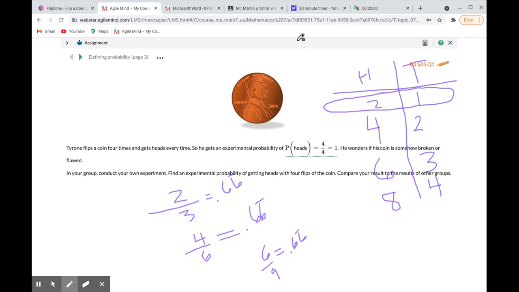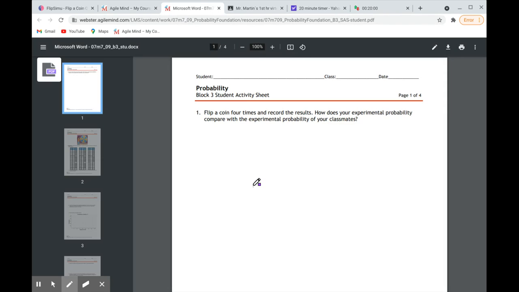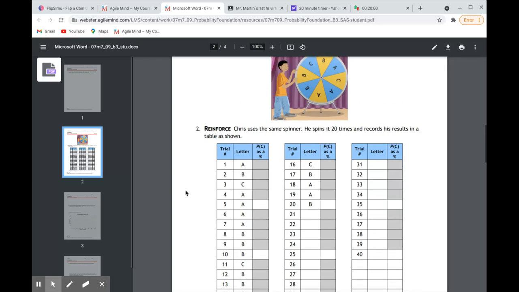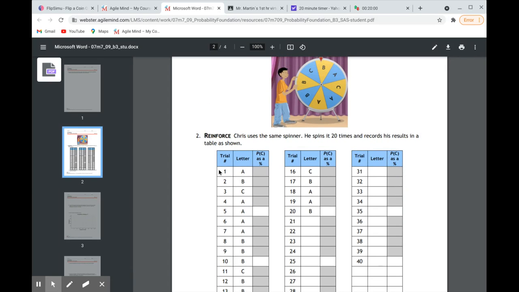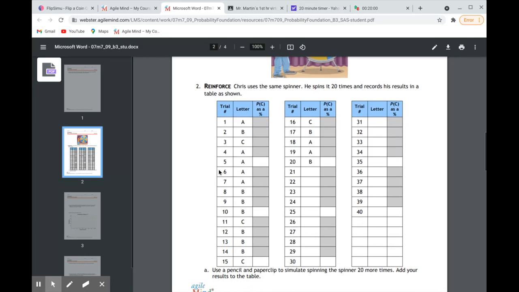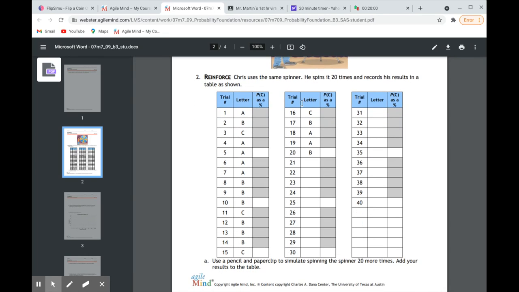All right. Let's take a look at our question number 2. On 2, Chris uses this spinner and he spins it 20 times and records his results in the table as shown. Does everybody see that? Yes, sir. All right. It says use a pencil and a paper clip to simulate spinning the spinner 20 more times and add your results to the table.